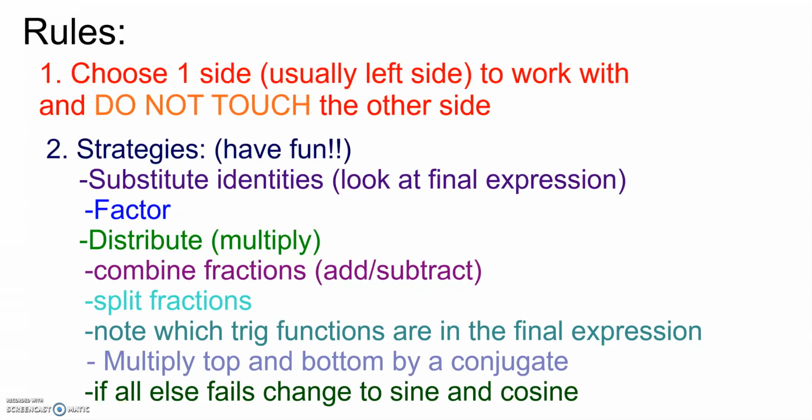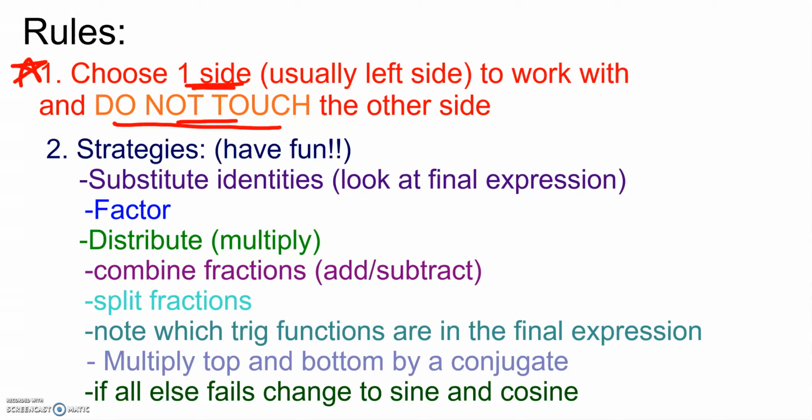So in terms of rules and strategies, number one is most important. Choose one side, usually the left, I would say. A lot of students usually start with the left side, but it could be whichever one you'd like to work with, and do not touch the other side. Because if you touch both sides, you're not really proving the identity. You need to completely manipulate one side to equal the other.